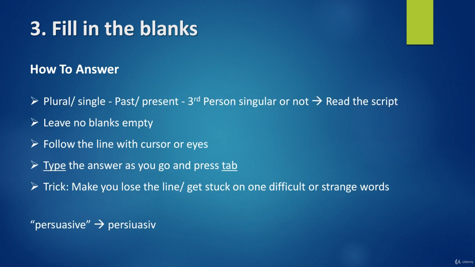Now, if you can't hear or remember if the word was plural or singular, past verb form or present, third person singular or not, just read the script and find out what the correct form is. Sometimes if you weren't able to hear the word, you can guess what it can be and write it down just from the script that you have right there.